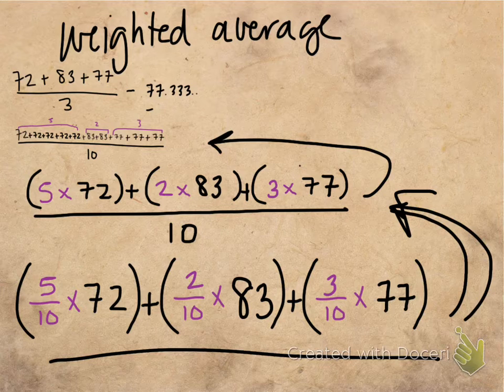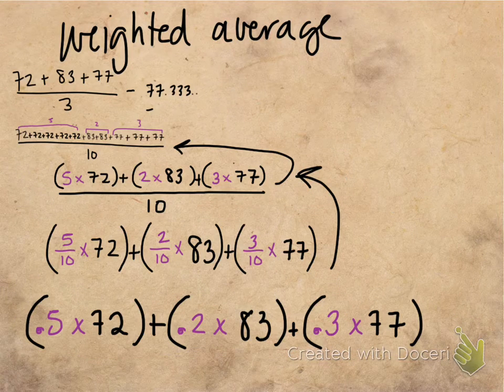Interesting. Because we can distribute that division by 10. Well, that's all mathematically equivalent. Well, what do you know? This is mathematically equivalent to that. This is called a weighted average.